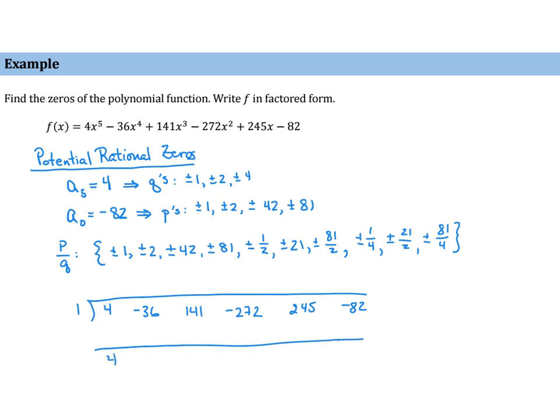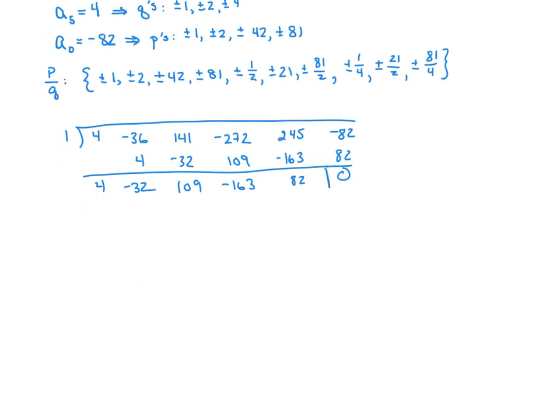So bring down the 4, multiply, add, multiply, and we get a 0. So 1 was a 0 once, maybe it's a 0 again. We always check multiplicity. But this time, we don't check in the original, we check in the depressed polynomial.